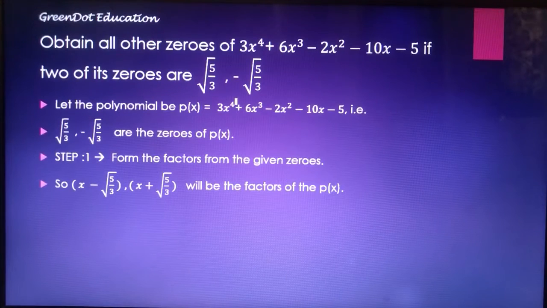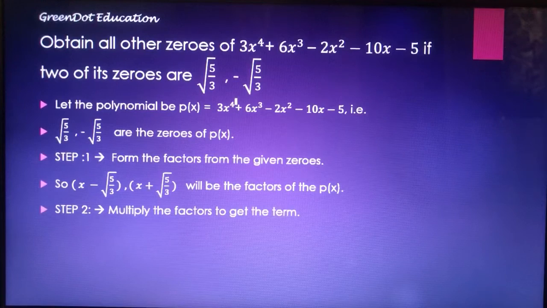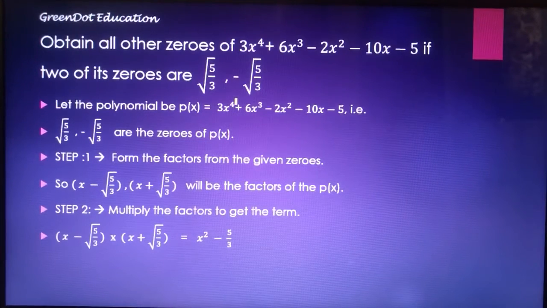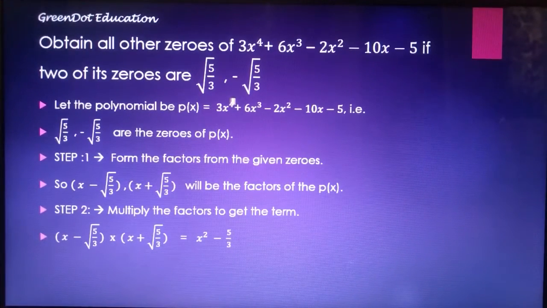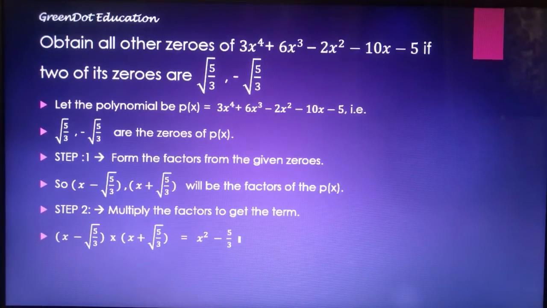So now the next step is to multiply these factors to find a term which will be our divisor polynomial. So multiplying the factors, we get a new term here. x minus square root of 5 by 3 multiplied by x plus square root of 5 by 3 will give us x square minus 5 upon 3. We have got this using an identity. I would ask you to recall which identity we have used here.